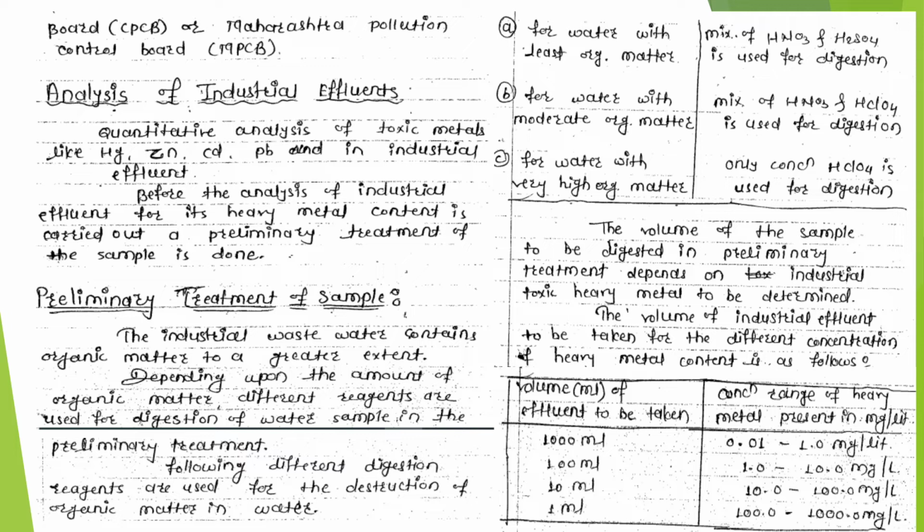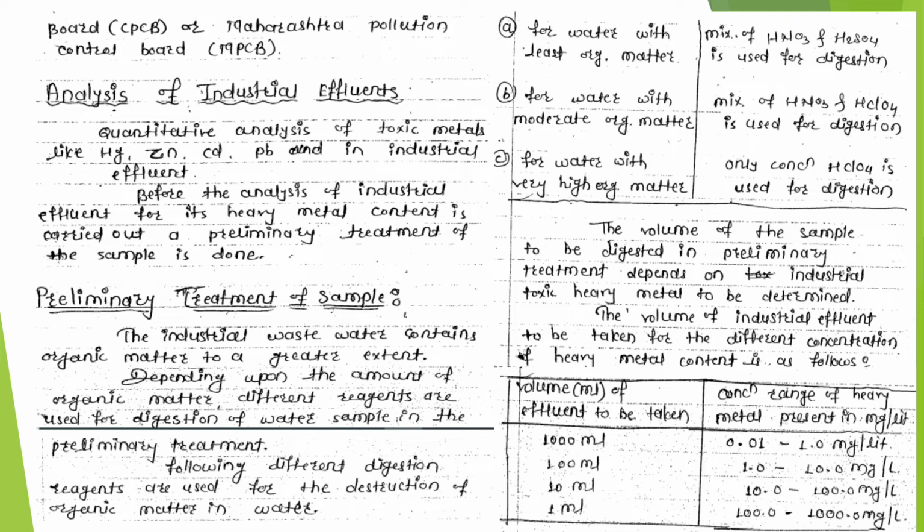For water with the least organic matter, we use a mixture of HNO3 and H2SO4 for the digestion. For water with moderate or medium organic matter, we use a mixture of HNO3 and HClO4 for the digestion. Then for water with a higher organic matter amount, we only use HClO4 for the digestion.